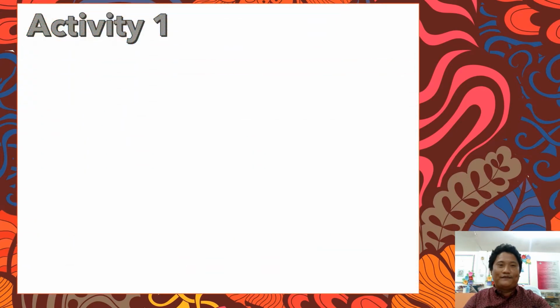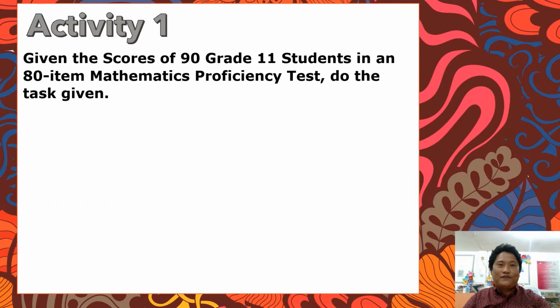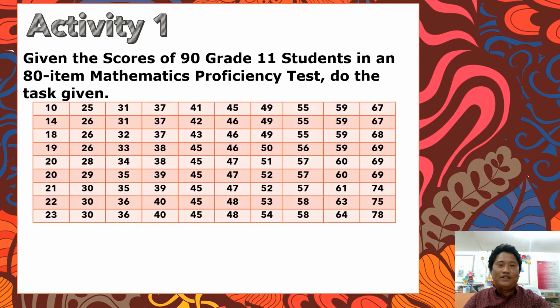Now let's start with our first activity. For activity number 1, given the scores of 90 grade 11 students in an 80-item mathematics proficiency test, do the task given. So here are the scores of 90 grade 11 students. So what are the things you need to do?